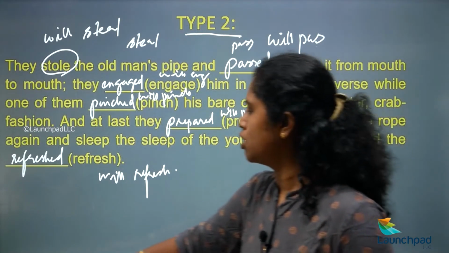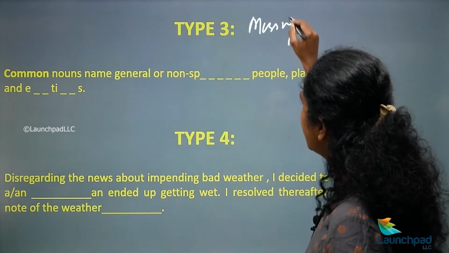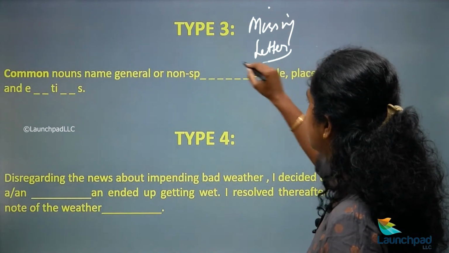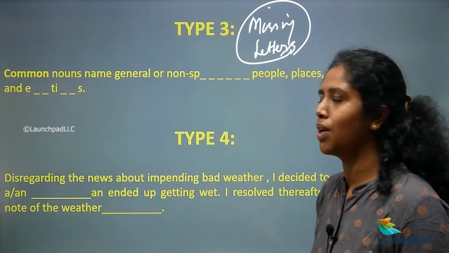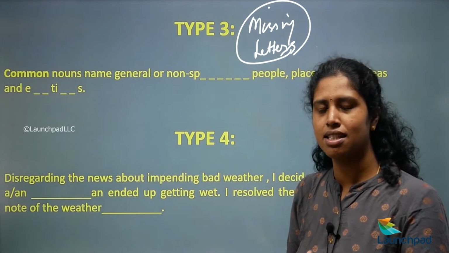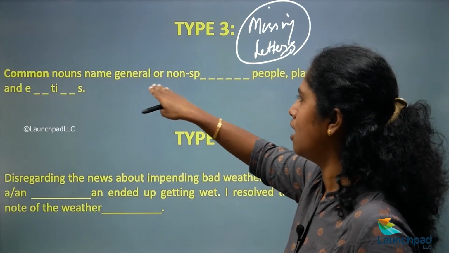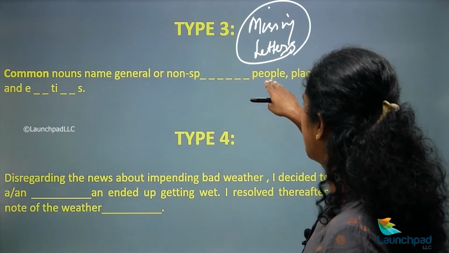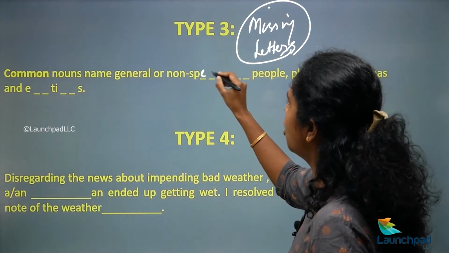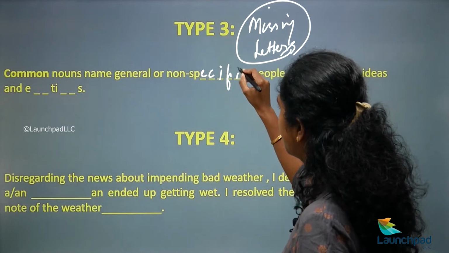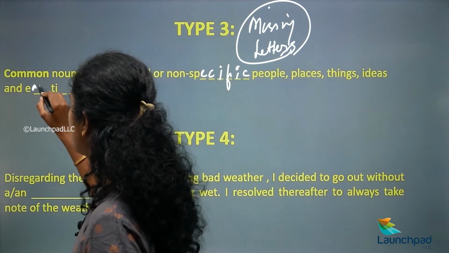Now let's move on to our type 3. So type 3 is about the missing letters, okay? So you have a sentence and in that particular sentence you have a few letters that are missing in certain words, so that you need to identify. So, "Common nouns name, in general, are dash, people, places, things, ideas and dash." So what is this? Are non-specific. People, places, things, ideas and emotions.